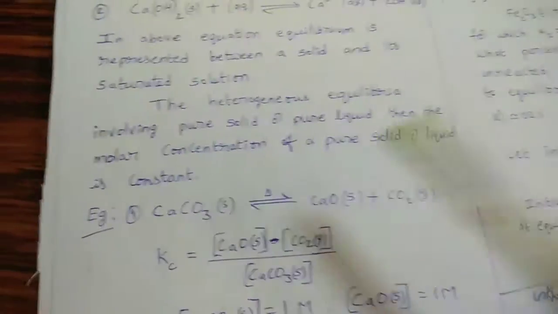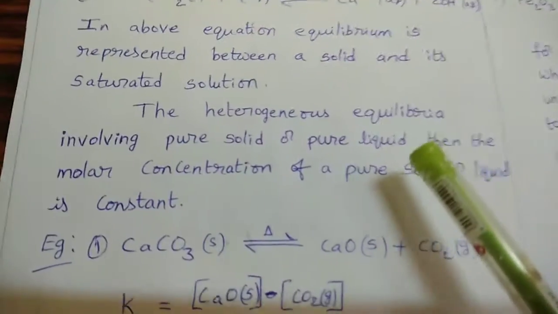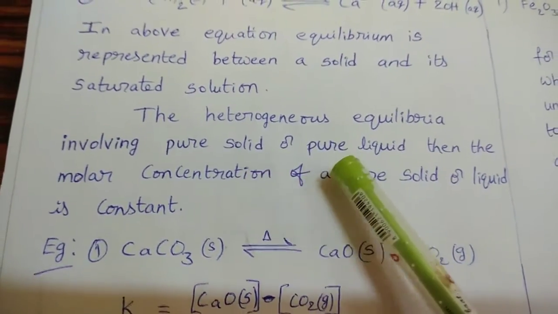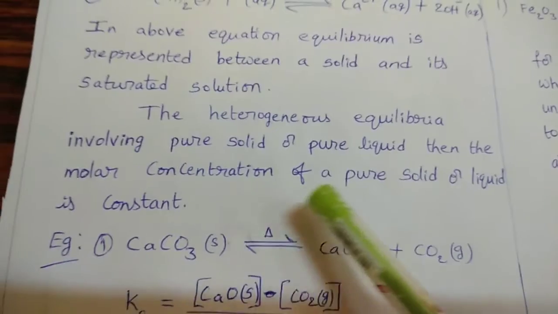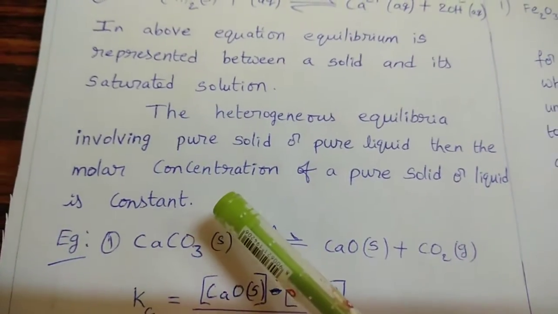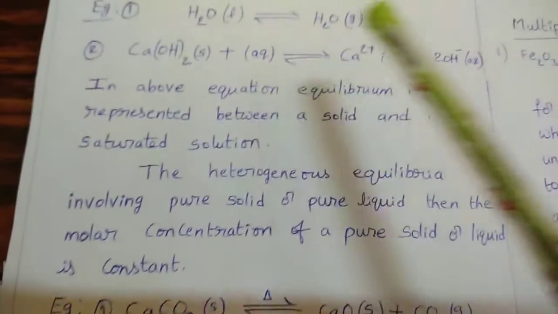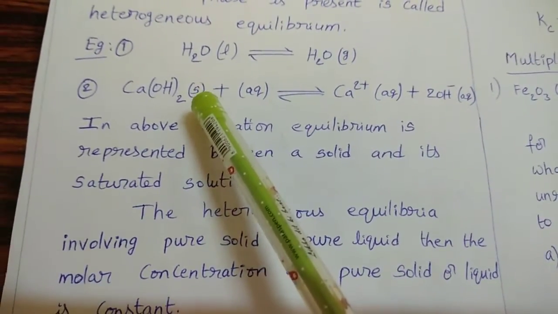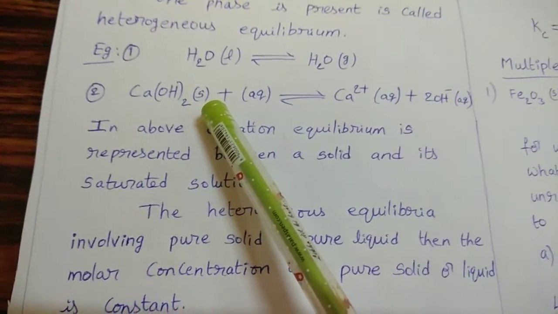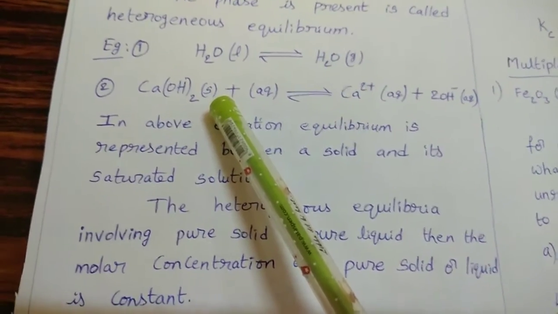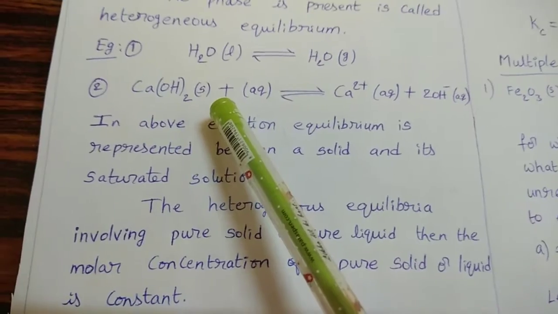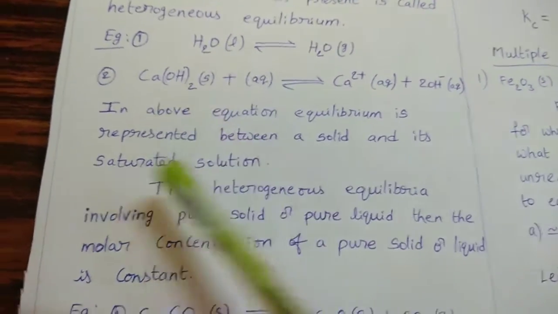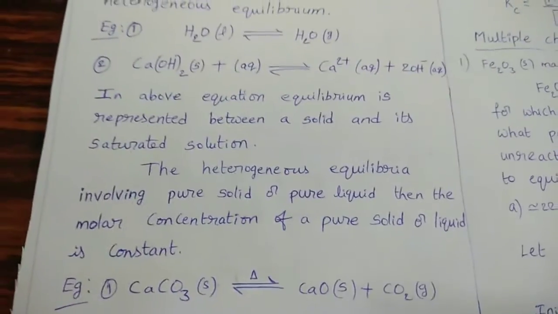Next, remember this point carefully. In heterogeneous equilibria involving pure liquid or pure solid, the molar concentration of pure solid or liquid is constant. Okay, so here also the solid is involved. That means the change in concentration of this solid substance is negligible. So equilibrium constant does not depend on concentration change of this pure solid and pure liquid. That's why we can neglect them.